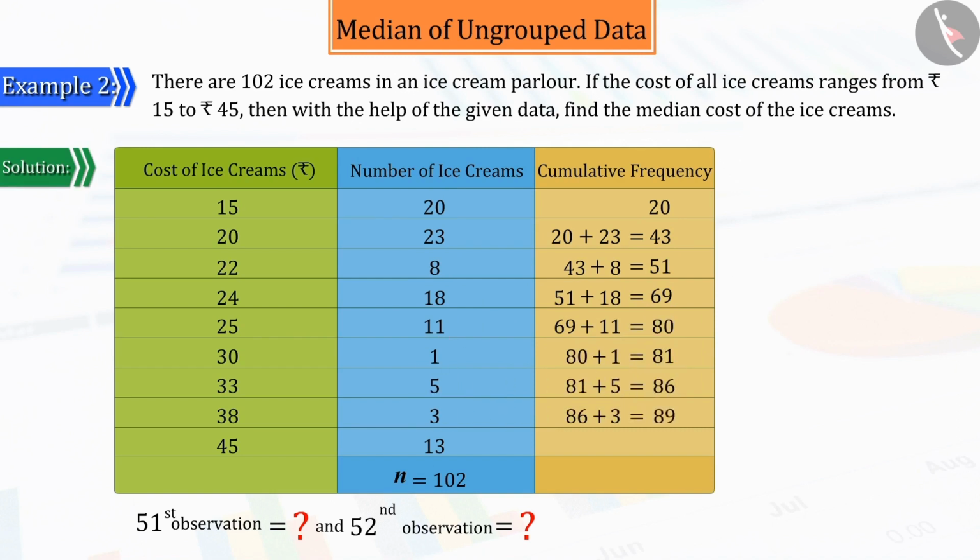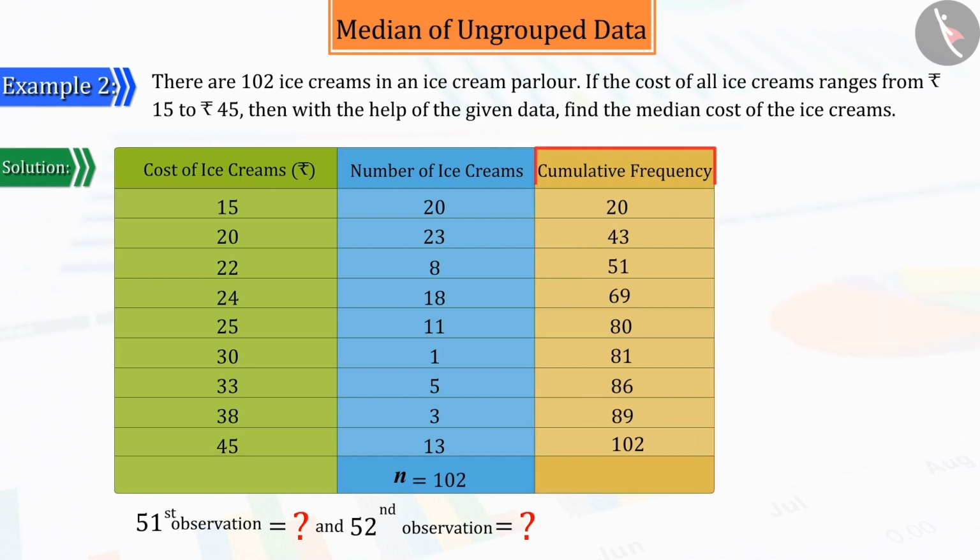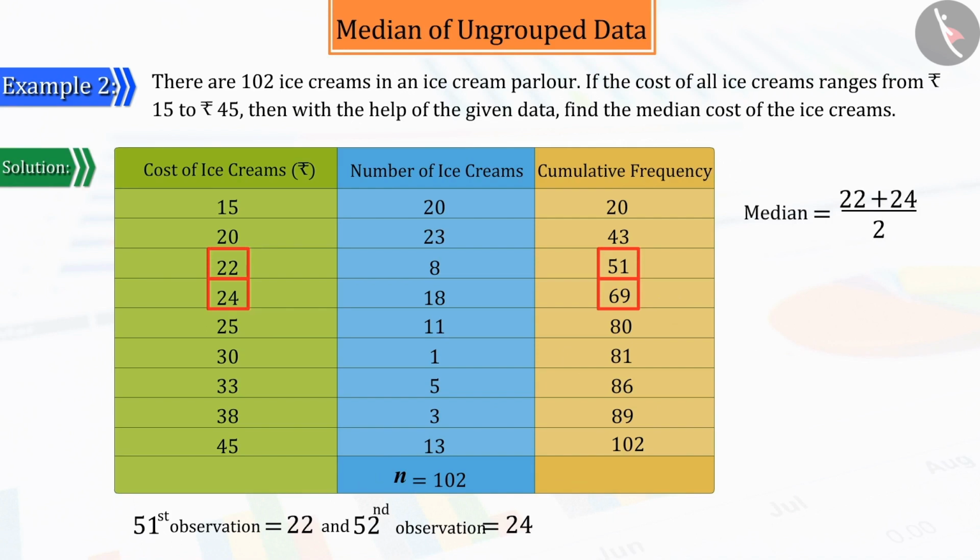Thus, a new column is formed in which the last row consists of 102 ice creams that are priced up to 45 rupees. This column is known as the cumulative frequency column. From the above table, we can see that the 51st observation is 22 and the 52nd observation is 24 because out of the 102 ice creams, the price of ice creams from 52 to 69 is 24 rupees. Now, if we take the average of 22 and 24, then it gives the median of the prices of ice creams as 23 rupees.